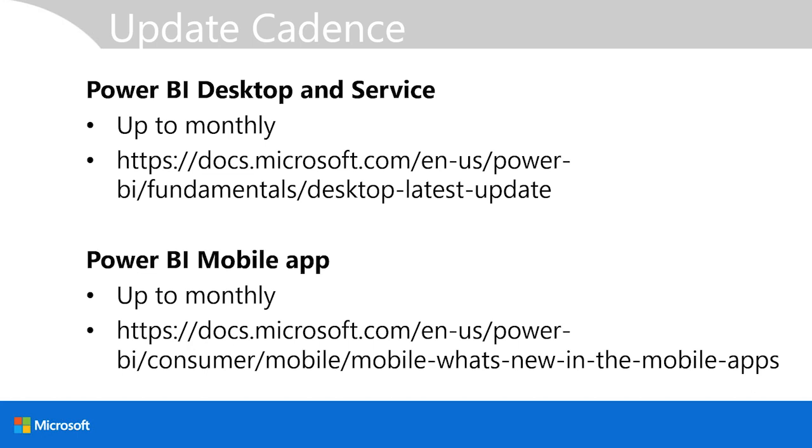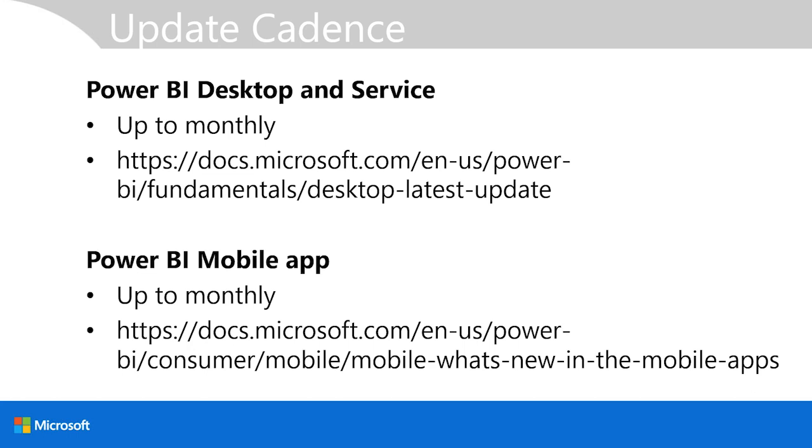Plus, I'm going to show you how to look at which version of the Power BI desktop you're actually using. Down below is the Power BI mobile app. It also gets an update up to monthly. The website down below is where you can take a look at what's new in the mobile apps, and there's a history of all the different things that have changed in the mobile app over the course of time. So both of these websites will give you all the information you need to see what is changing in the product, and give you a lot of examples and blogs on how to take advantage of that functionality. Very rich websites, very well maintained and kept up to date.